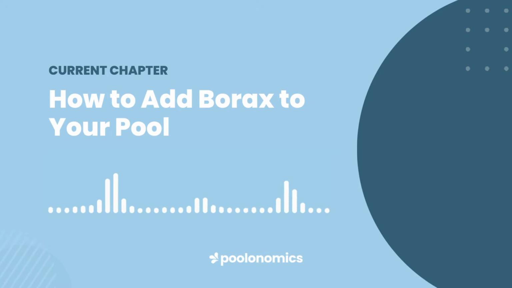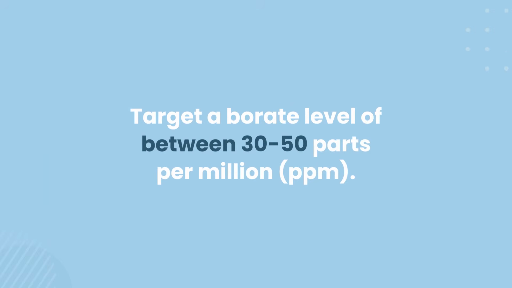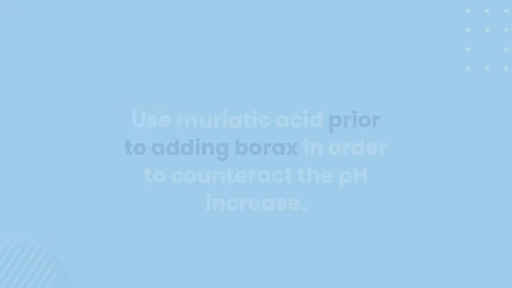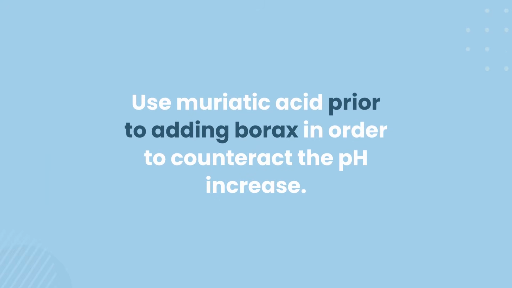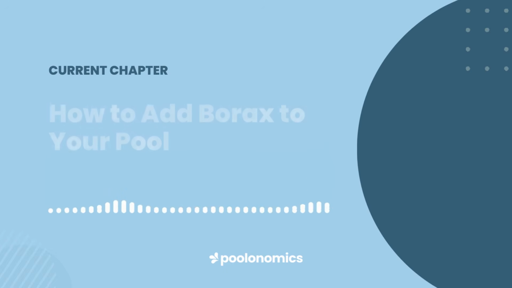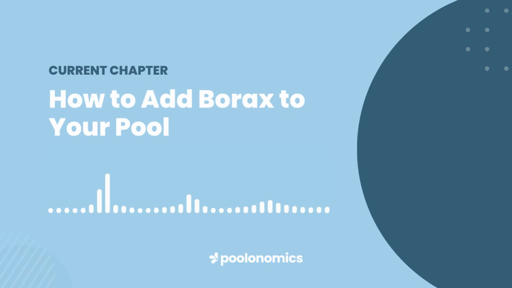Now, if you're adding borax purely to make the water feel silkier or smoother, or increase resistance to algae, the process remains largely the same. The only differences are as follows. 1. You'll need to target a borate level of between 30 and 50 parts per million. 2. You'll need to use muriatic acid prior to adding borax in order to counteract the pH increase. Both of these can be calculated using the same link provided in the description.